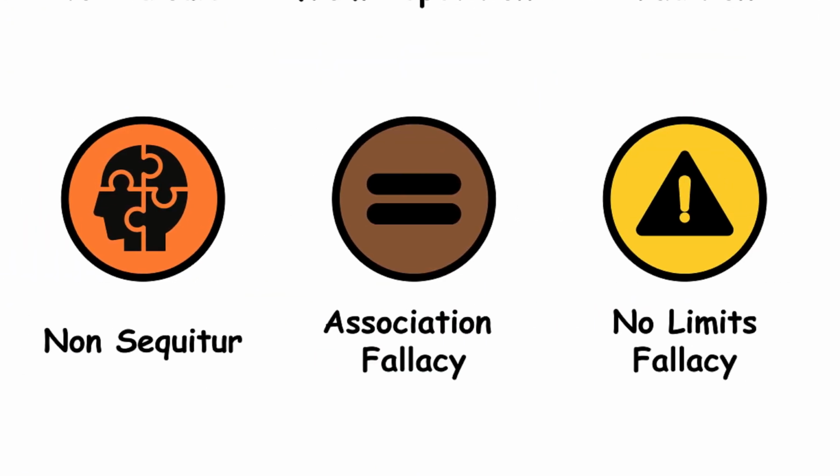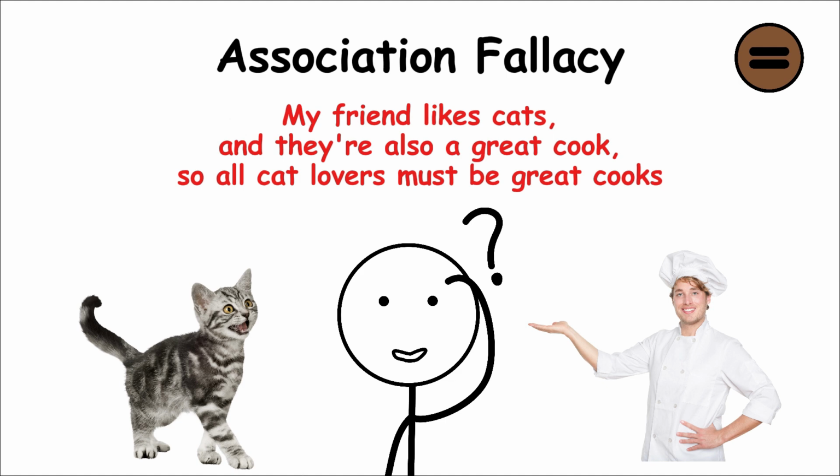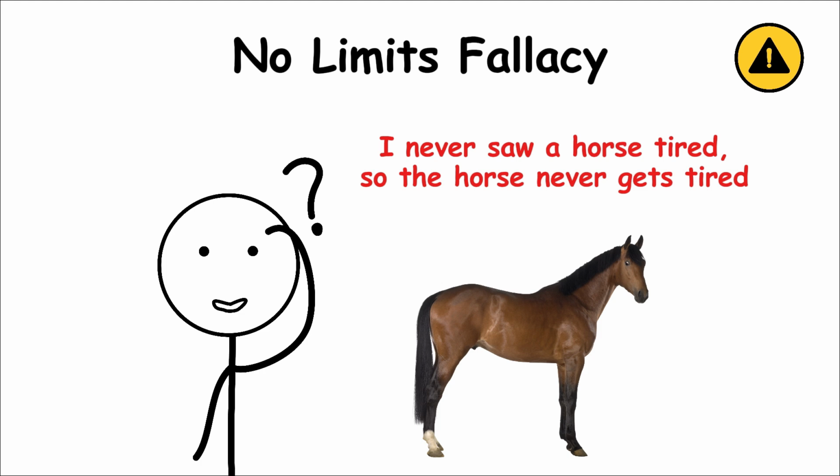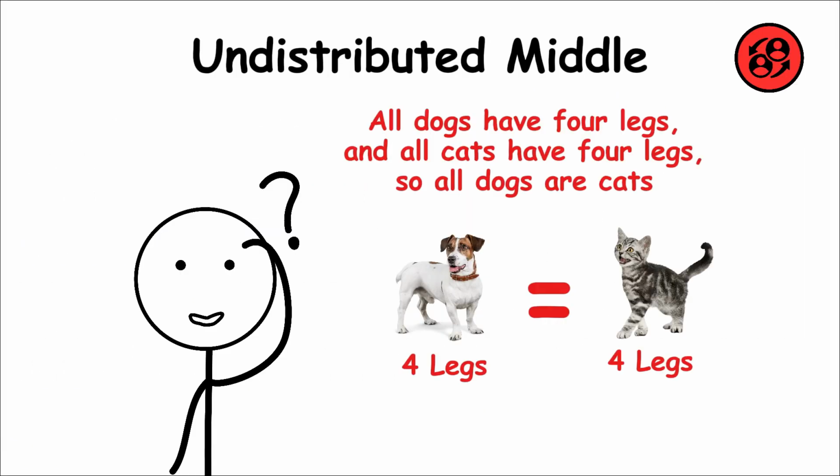The association fallacy. This is like assuming that because two things are related, they must be the same. Just because something is associated with something else doesn't mean it has the same qualities. No limits fallacy. This is when someone says there are no limits to something just because we haven't seen any limits. For example, if a horse has never shown signs of getting tired, someone might wrongly argue that the horse can never get tired. This way of thinking can be misleading, because not seeing a limit doesn't mean there isn't one. Undistributed middle. It's when someone assumes that because two things share a common characteristic, they must be the same.